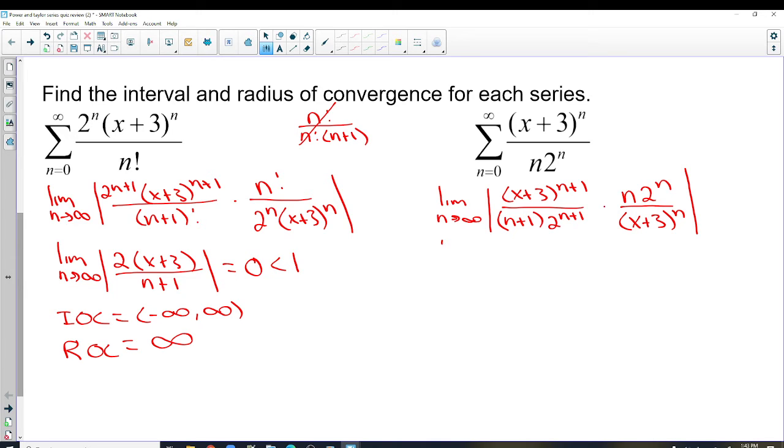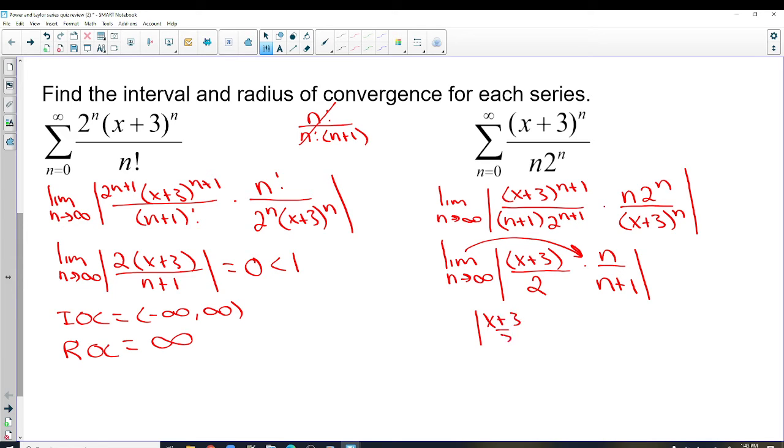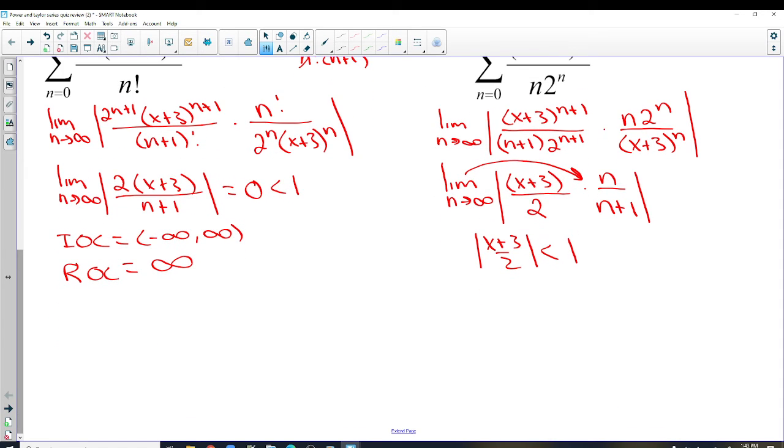All right, let's see what happens when stuff starts canceling. We have an extra x plus 3 up there, and then an extra 2 in the denominator. And then we have n over n plus 1. But the limit is on the n's right there, so that's 1. So we get the absolute value of x plus 3 over 2, and that has to be less than 1. So negative 1 less than x plus 3 over 2 less than 1. Multiply by 2: x plus 3 is between negative 2 and 2.